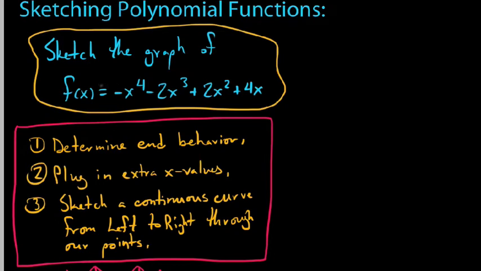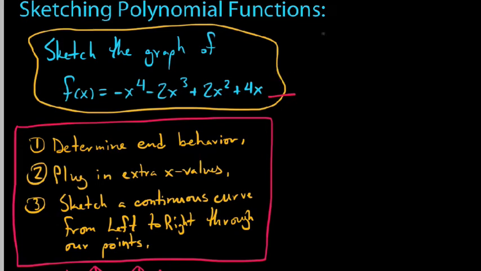Okay, so we say f of x, or y, equals negative x to the fourth minus 2x cubed plus 2x squared plus 4x. And one thing I suppose we could point out is this. Technically, this is written in standard form because our exponents are going in decreasing order, but you'll notice here that we're missing a constant term, which actually does come into play when we evaluate this function synthetically.